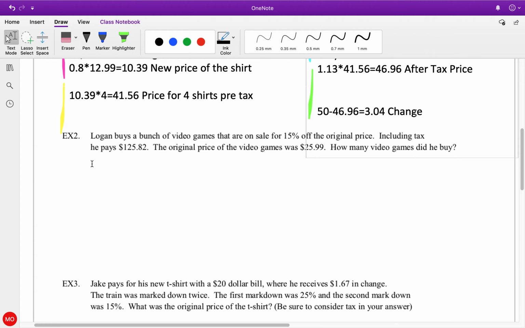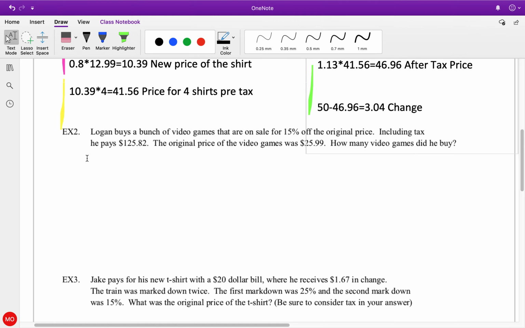So this time, Logan buys a bunch of video games, 15% off the original price, including tax. He pays this number. The original price of the video games are this. How many did he buy? Okay, so this one's a tough one.